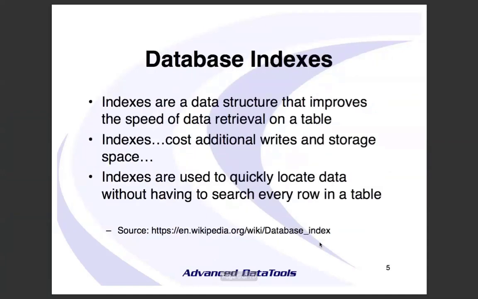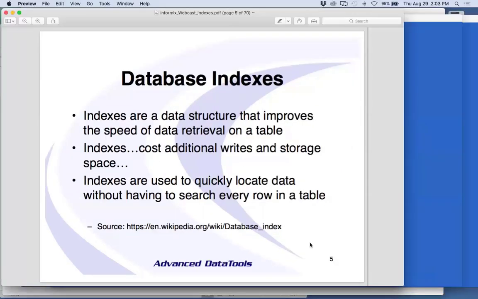But I want to start off. This was a quote I found at Wikipedia about indexes that I thought was very good. Indexes are structures that improve the speed of database retrieval on a table. Indexes cost additional writes, that means additional I/O, and additional storage. And so there is a cost to indexes. Wikipedia also says that indexes are used to very quickly locate a row.